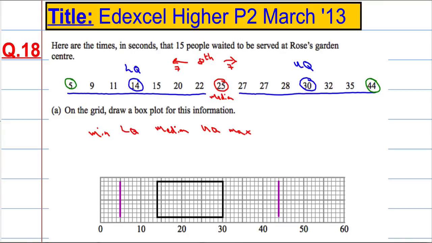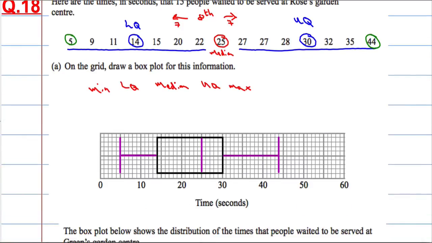So I am saving myself a little bit of time by getting the box in. And the median is 25, which is here. So just finish it off now. Okay, right, so that's our box plot drawn.